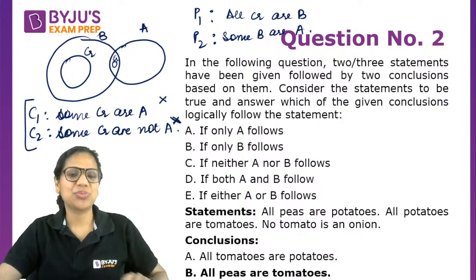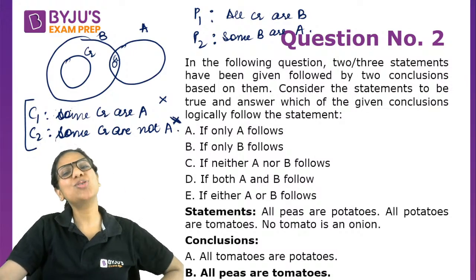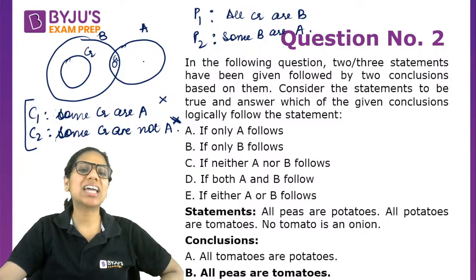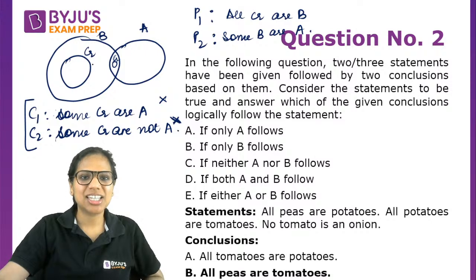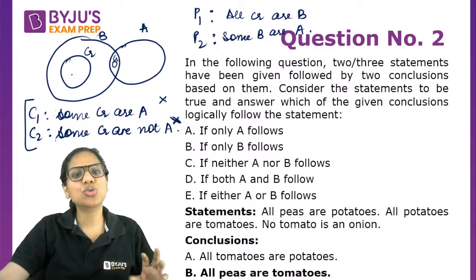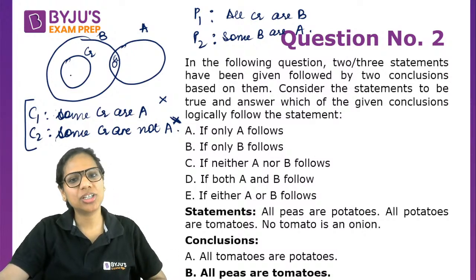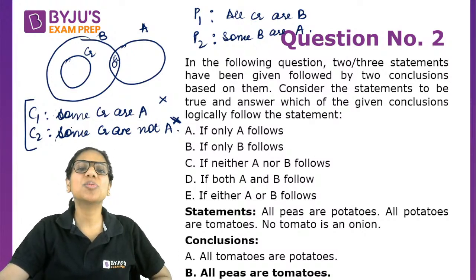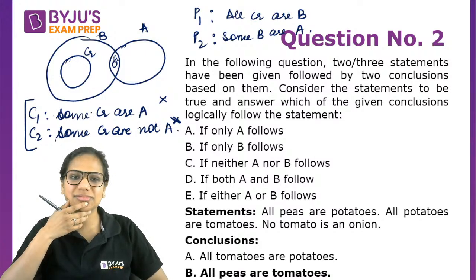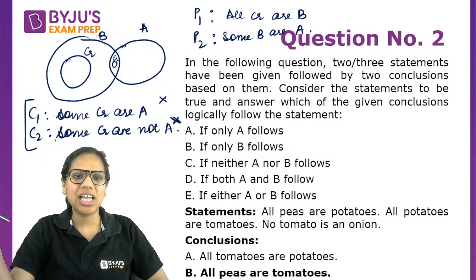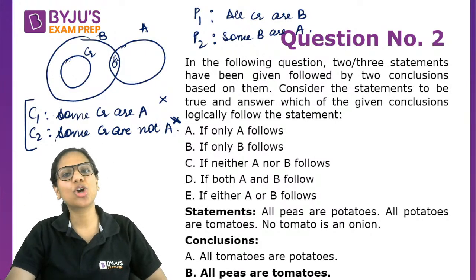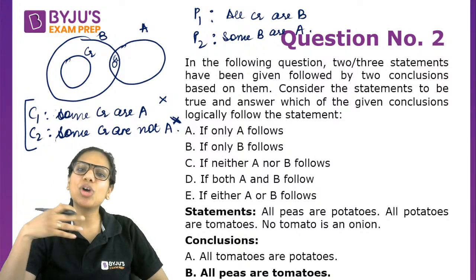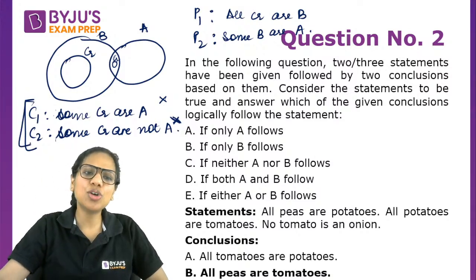But either of these two has to be true. Either some crows are animals or some crows are not animals. Either some crows will be animals, that will be a possibility, or some crows are not animals, that will be a possibility. What is the third possibility? Either some of them are animals, and some covers all, or some of them are not animals, and some not covers no. So between these two I have covered all the possibilities. So either of these is true.